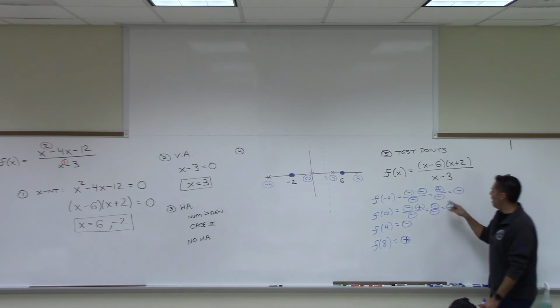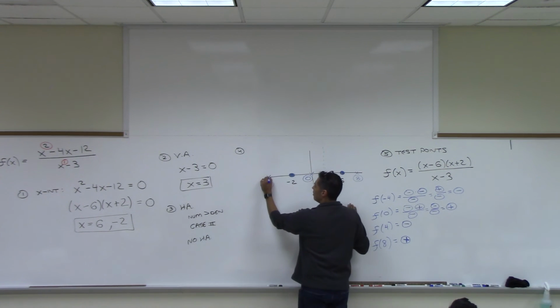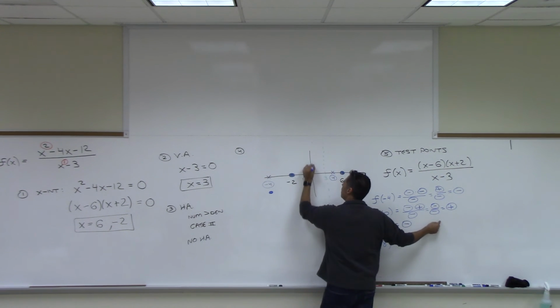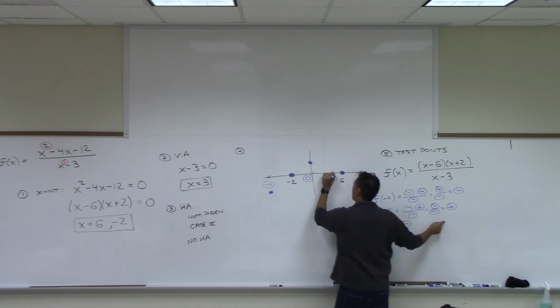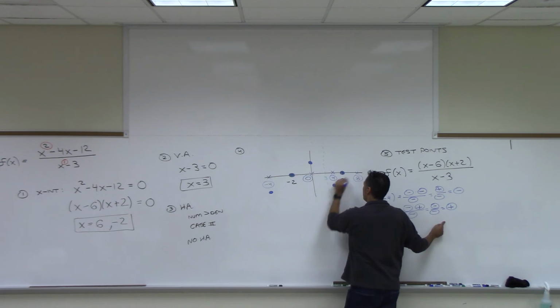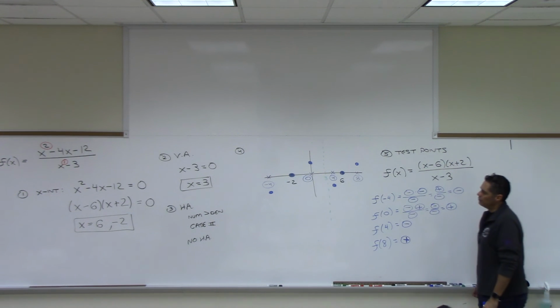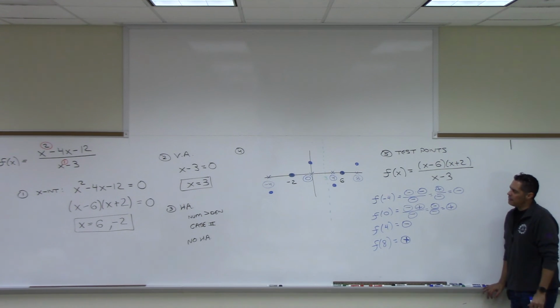All right, so at -4, I put a dot where? At -4, I put a dot down, right? And then at 0, I put a dot up. And then at 4, I put a dot down. And then at 8, I put a dot up. And somehow we're going to be able to get a picture here.